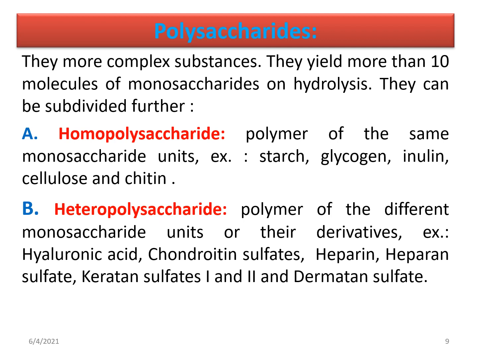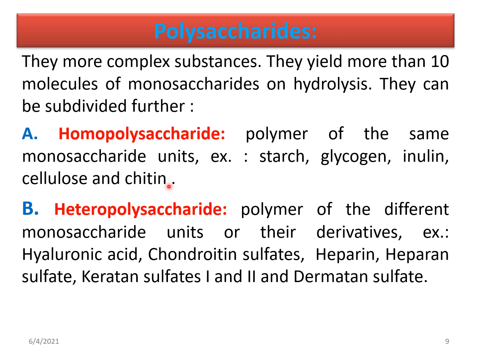It is important to mention that glycogen is a more highly branched molecule than starch. Inulin is also a homopolysaccharide. It is a fructose polymer. Cellulose is a glucose polymer, but the type of glycosidic bond is different. It is a beta glycosidic bond. Chitin is also a homopolysaccharide containing the same monosaccharide unit.